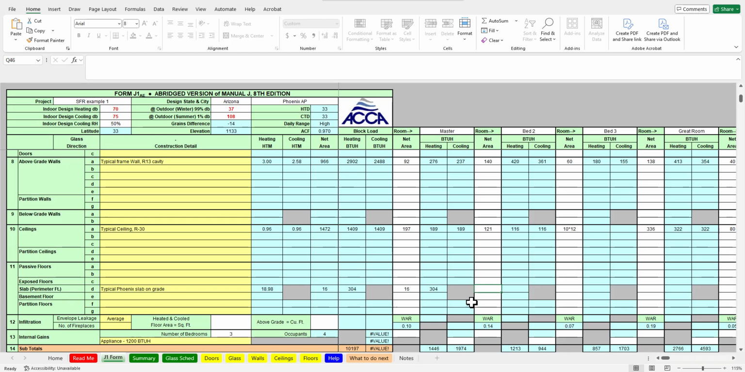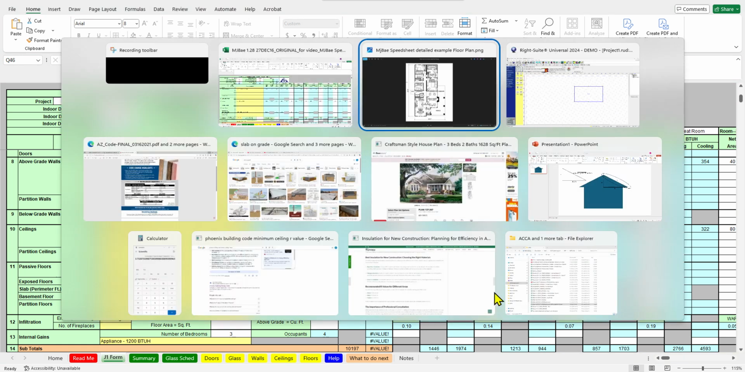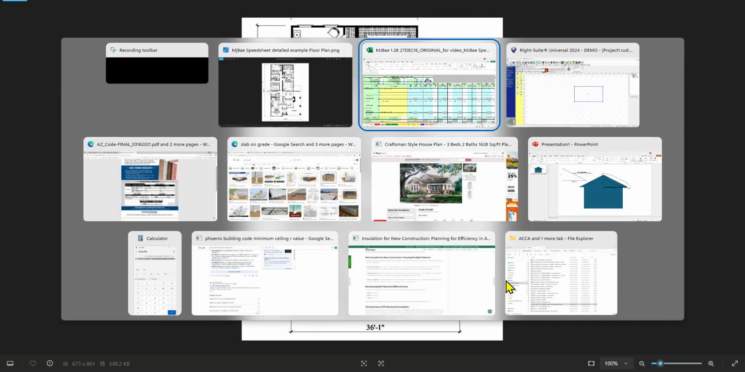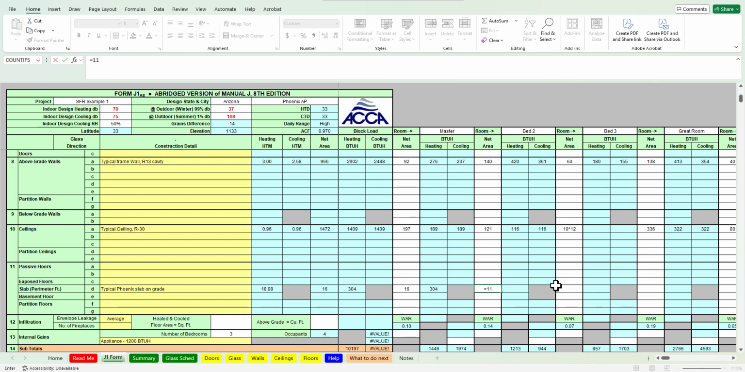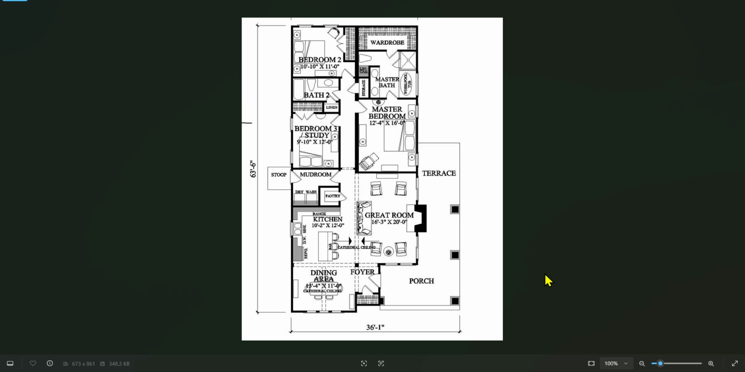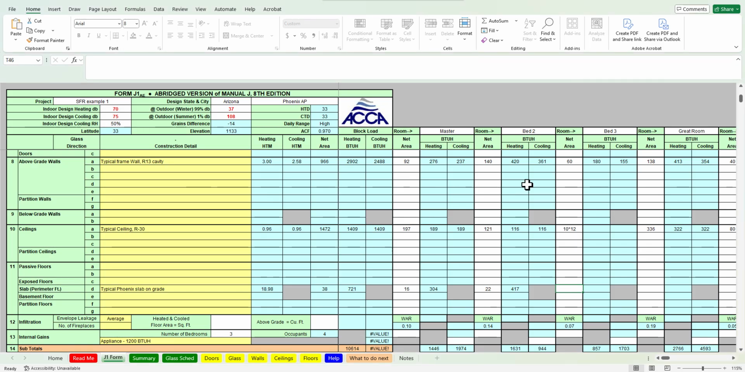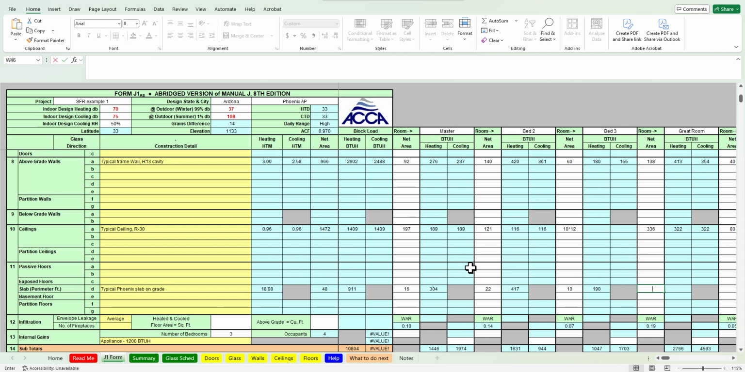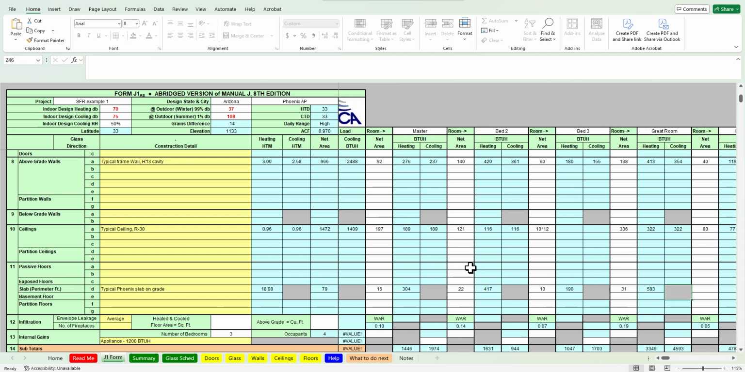Then if we go to, wait, what's the next room? Bedroom 2. So bedroom 2 is, where are we here? So that's 11 plus 11, which is 22. Okay, now we have bedroom 3. Bedroom 3 is basically 10 feet. So we have 10. Now for the great room, we have 20 plus 10.7.